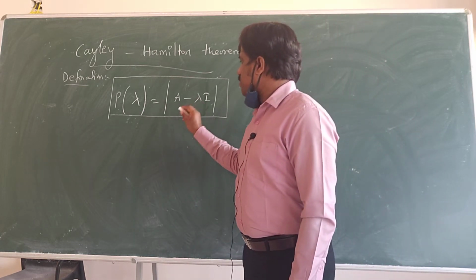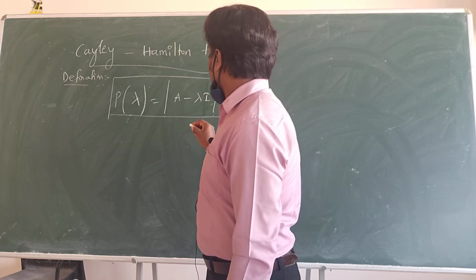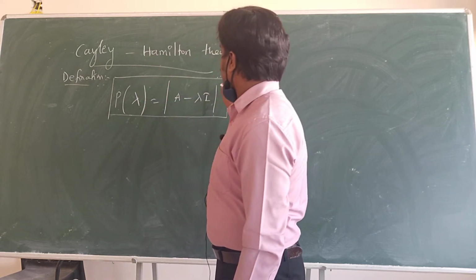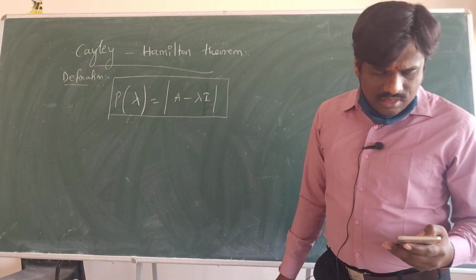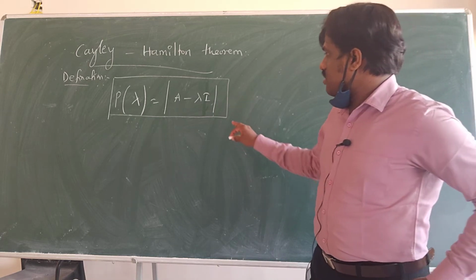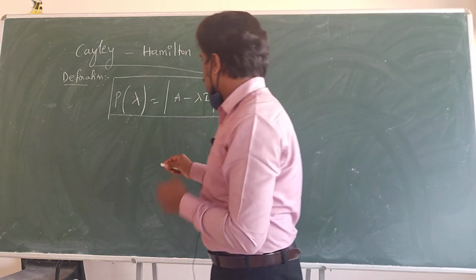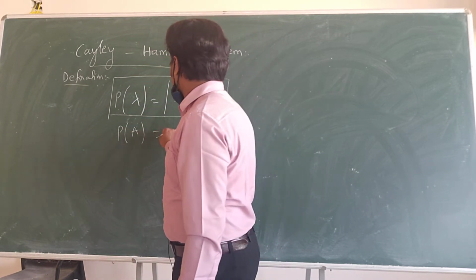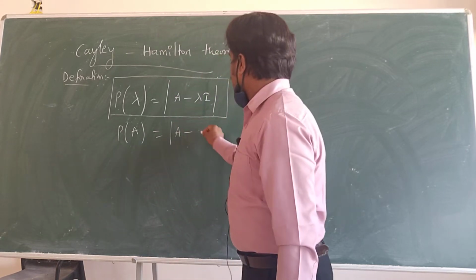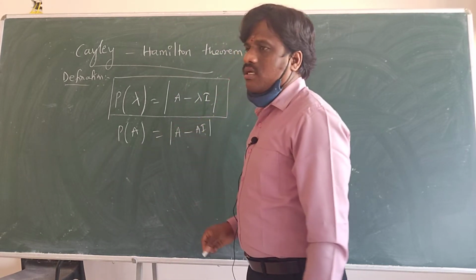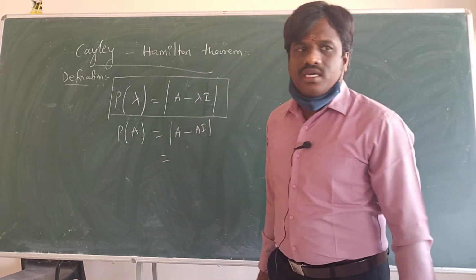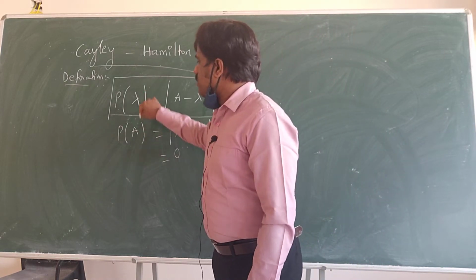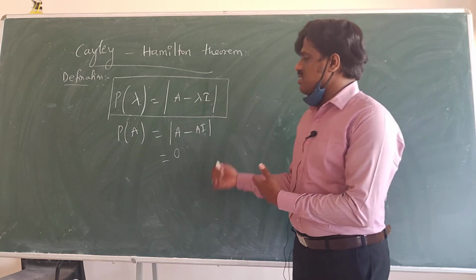Here lambda is a variable. So this is some specific polynomial, and I substitute A in place of lambda. What will I get? A minus A I. A into I is A, and A minus A is the 0 matrix. So this polynomial in the matrix gives the result 0.